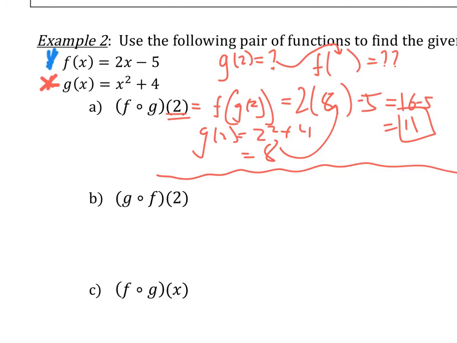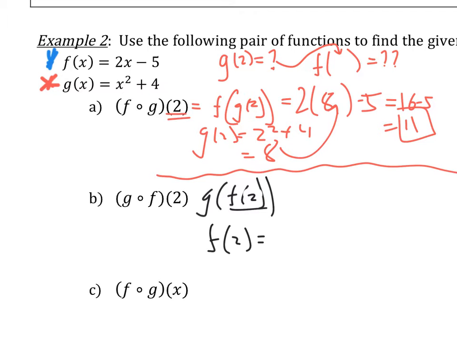So now let's switch it up here. We have a g composed with f. So that means that we want g, and inside of g we want f of x. And we're going to be a little more specific with this one. We actually know what x is, and in this case, we know that x is 2. So we're going to put 2 inside of f. So that means we've got to figure out f of 2 first. Let's go figure out what f of 2 is.